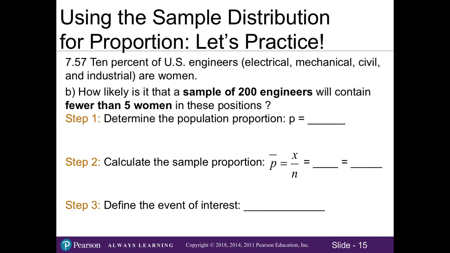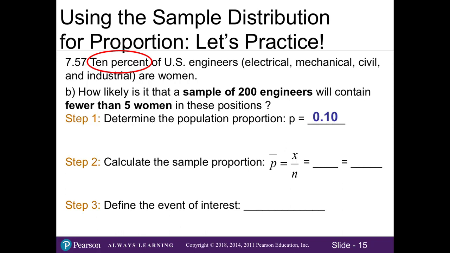Let's do part B. Same story. 10% of U.S. engineers are women. In part B, how likely is it that a sample of 200 engineers will contain fewer than 5 women in these positions? Again, step 1 is we want to find our population proportion. Recall that's given to us in our story at 10%. So I'll write this as a decimal, 0.10.